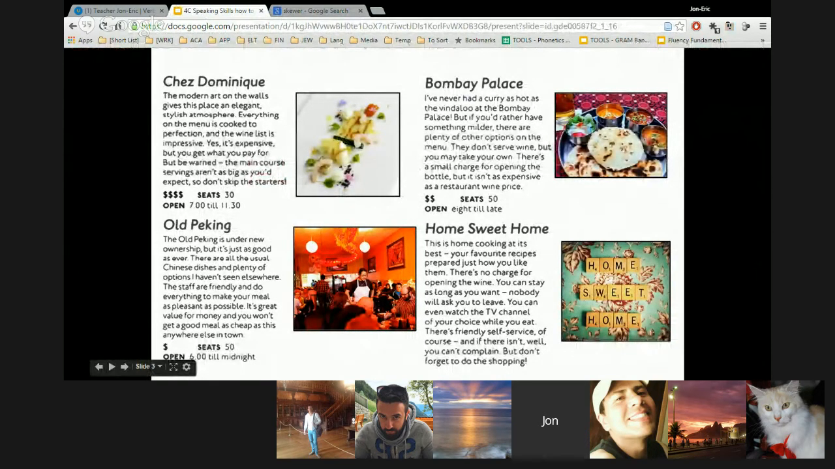Okay, just to finish up, we've got Chez Dominique, and that is Mr. Giancarlo. Yes, Chez Dominique. The modern art on the walls gives the place an elegant, stylish atmosphere. Everything on the menu is cooked to perfection, and the wine list is impressive. Yes, it's expensive, but you get what you pay for. But be warned, the main course servings aren't as big as you'd expect, so don't skip the starters. Seats 30, from 7 till 30 after 11.